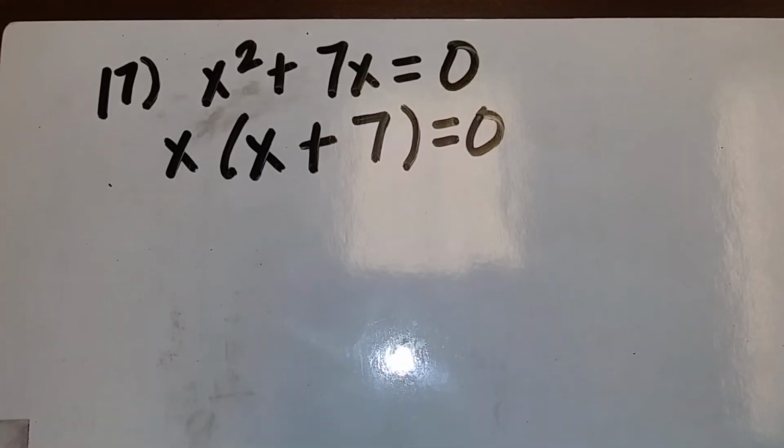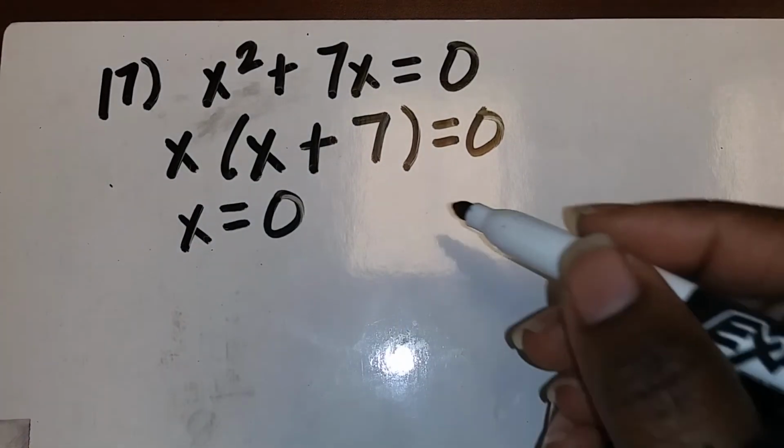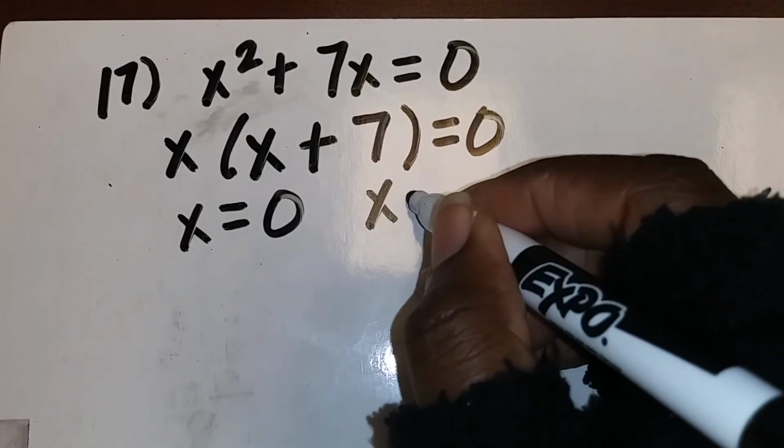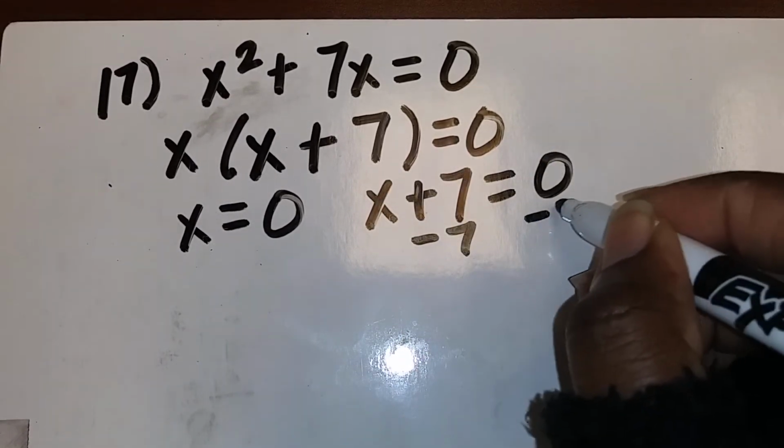Now we're going to take each part and set it equal to 0. X equals 0. X is already solved, so I'm done there. X plus 7 equals 0. I'm going to subtract 7 on both sides.